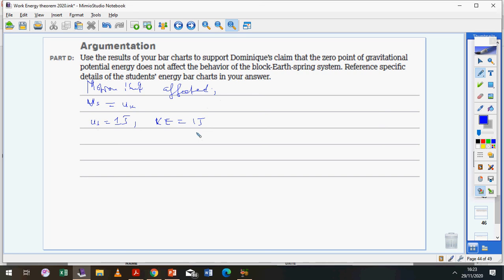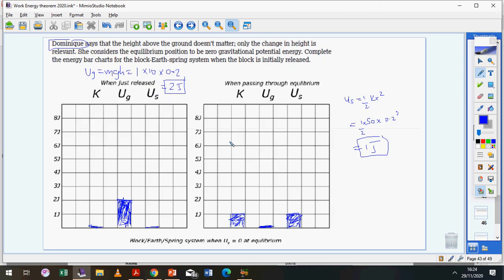So this result from the bar chart still shows that the total mechanical energy of the system when it's passing through the equilibrium position is 2 joules, which is equal to the initial mechanical energy of the system, which was purely potential, which was also 2 joules. So referencing the bar chart, the total mechanical energy of this system when passing through equilibrium position is still equal to the total mechanical energy of the system at the point of its release, irrespective of the choice of 0.